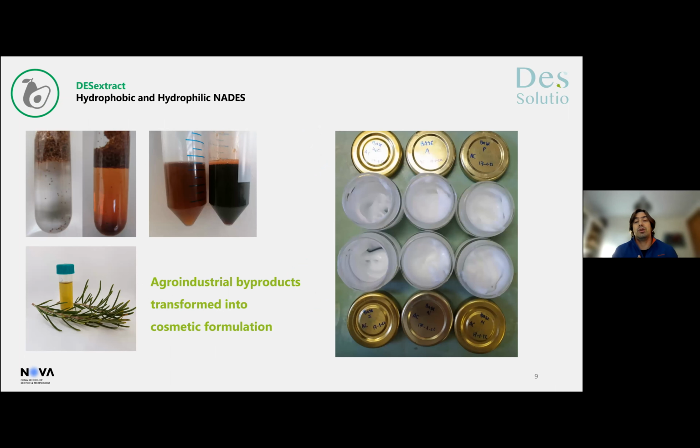where we started developing the deep eutectic solvents more, and I would not go much into detail, and Anastasia already went into detail regarding these extracts and showed you how they can be valuable when we are talking about extraction. But it is the valorization of agroindustrial byproducts, transforming them into cosmetic formulations, where the deep eutectic systems are used both as extraction solvent for many agroindustrial byproducts, and then can be incorporated in formulations.